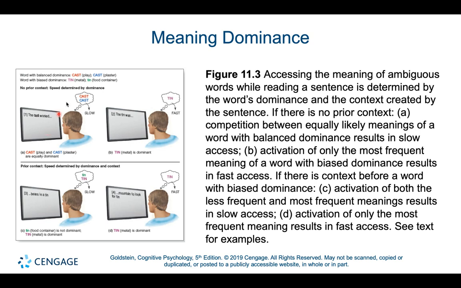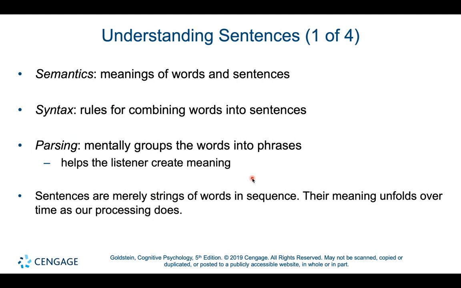And so when we have context, right? So here we're comparing: if there's no prior context, then competition between equally likely meanings of a word with balanced dominance results in slow access, whereas activation of the most frequent meaning of a word with biased dominance results in fast access. Okay, so that's a little bit about how we go through processes of understanding words.